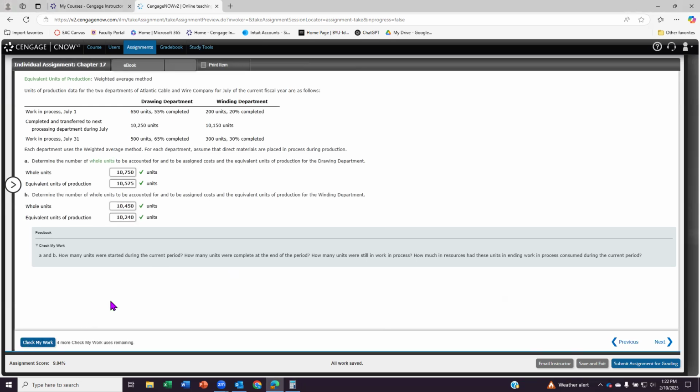And there we go. It might be easy to ask, why shouldn't I count 45% of the work in process in July? 55% was created during July. And the answer is because this includes those. It's completed and transferred out. So this is all the units we completed and transferred out, and we don't have to account for the ones that were in process.